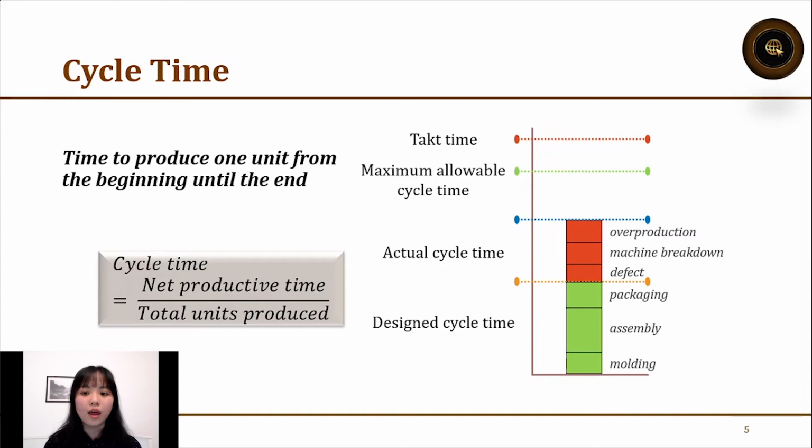And the maximum allowable cycle time is the time that the worker cannot exceed, or the worker cannot take longer than this cycle time. Otherwise, it will cause damage or ruin your production rate. And this maximum allowable cycle time is usually set between 92% to 95% of the takt time.